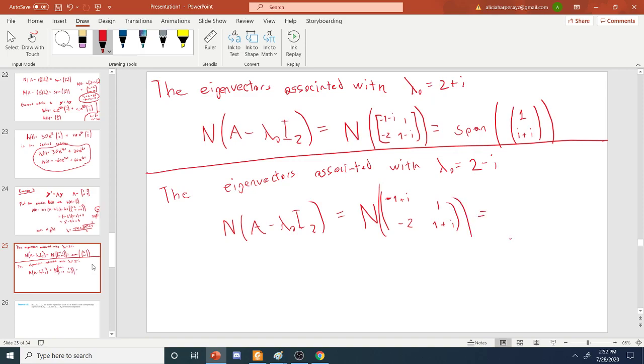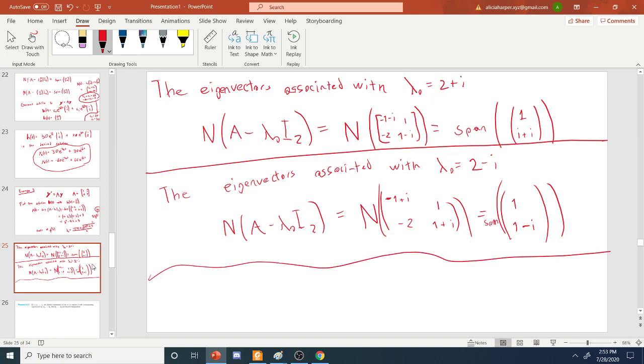And again, you can very easily compute the null space here to be the span of this vector. I guess I should tell you guys what trick I'm using at this point to very quickly compute the null space.